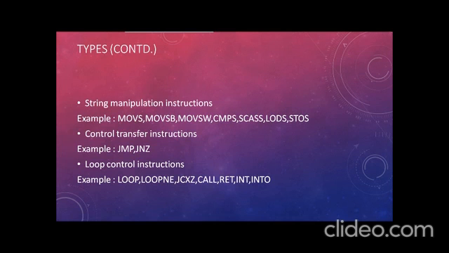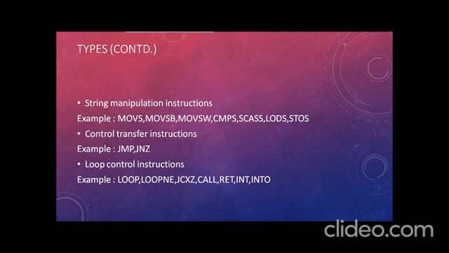Fifth type of instruction is loop control instruction. Example, loop. It is unconditional loop, count in CX, short jump to target address. LOOPNE or LOOPNZ, it is used if the loop is not equal, means not 0, count in CX, short jump to target address.